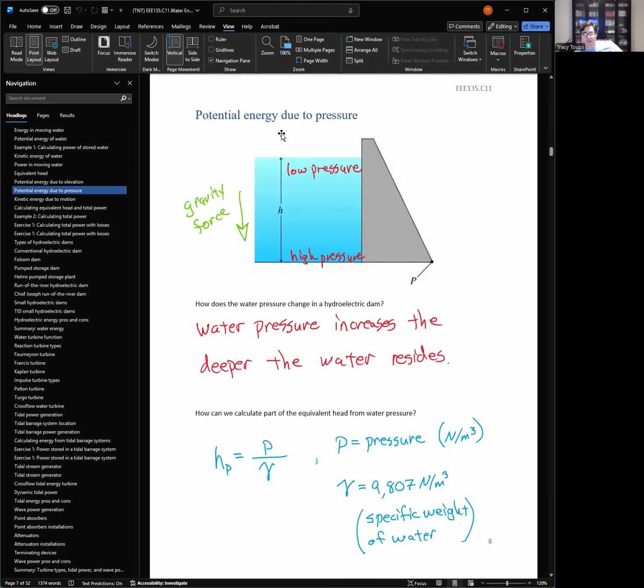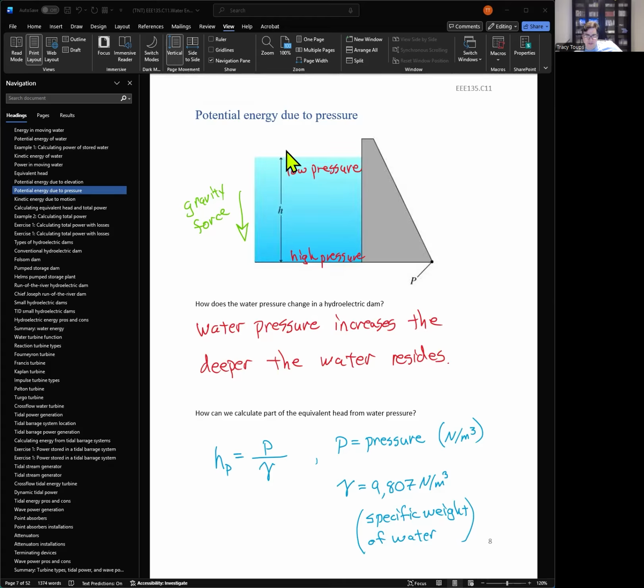Another one is potential energy due to pressure. So think about the pressure at the top of the reservoir. It is low because there's not a lot of water pushing down from gravity. But the very bottom of the reservoir is very, very high pressure because all this water mass and weight is pushing down through gravity. So it's a very high pressure at the bottom of the reservoir. So how does water pressure change in the dam? Water pressure increases the deeper the water resides.